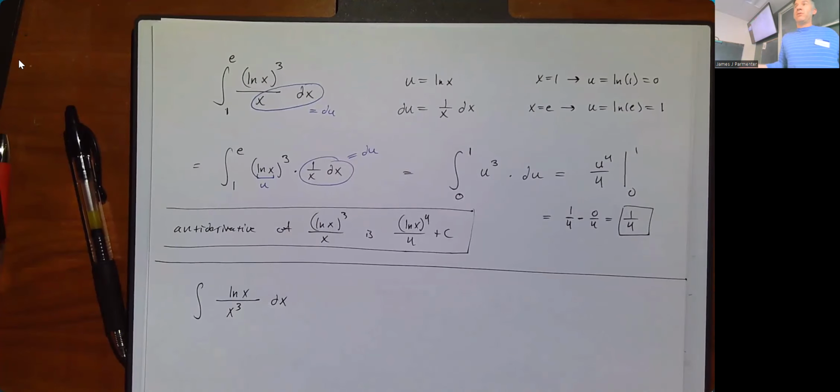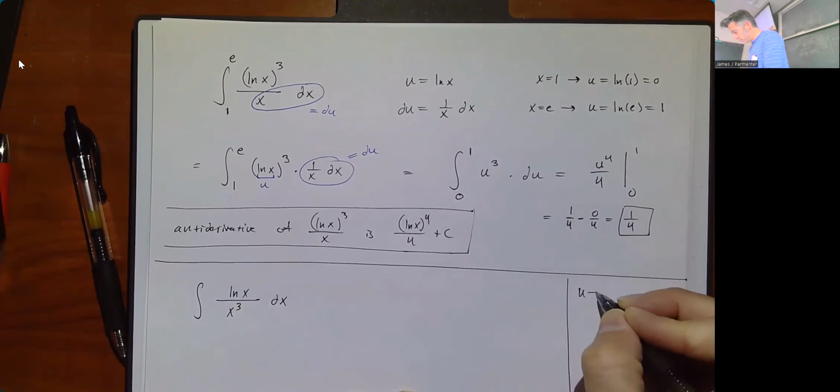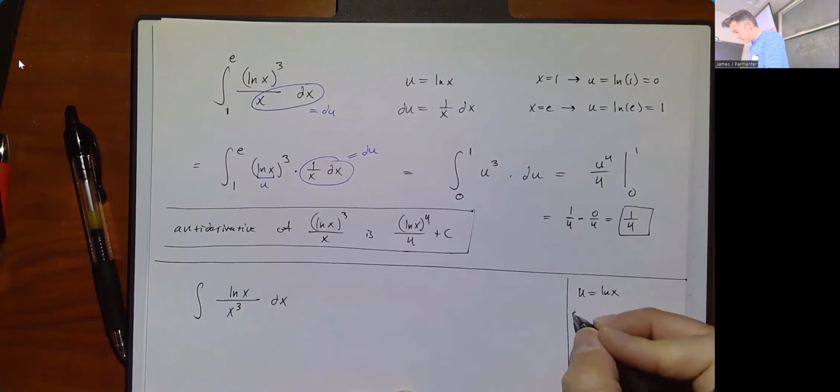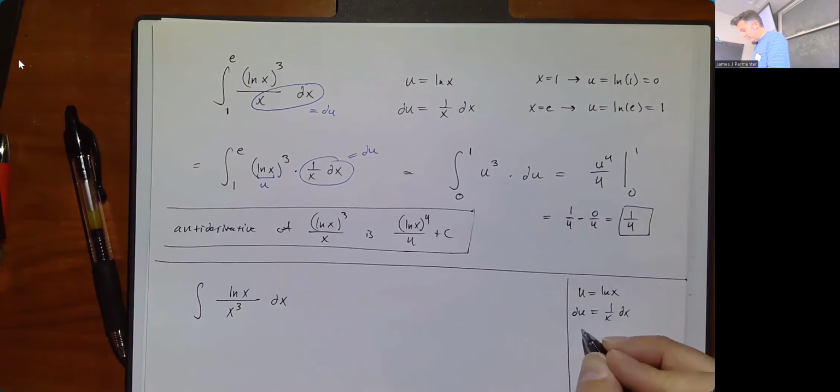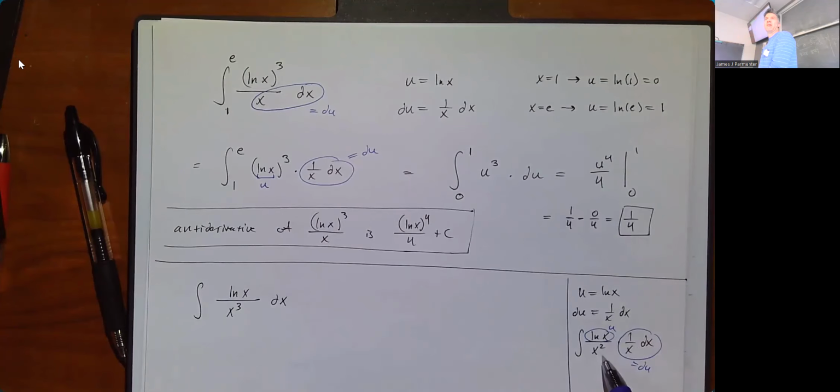If you were to let u equal the natural log of x, we'll pretend like we're going to do over here. If u is the natural log of x, your du is still 1 over x dx. And if you write this integral, I can write it as the natural log of x over x squared times 1 over x dx. The 1 over x dx is certainly a du. The natural log of x is a u, but then x squared is this.